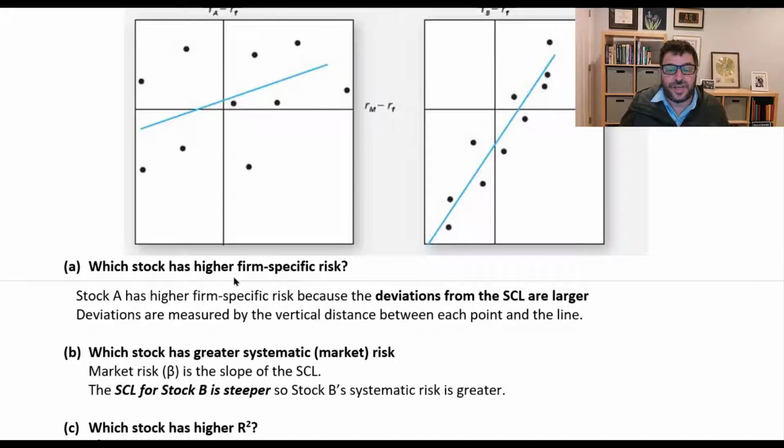Remember that the deviations from the security characteristic line are idiosyncratic or firm-specific risk. And so we can look at the graph and see that stock A has the higher firm-specific risk because deviations from the line are larger. And remember, deviations are measured by the vertical distance, and this is drawn in such a way that these are super, super tight. We could tell this by looking at the R-squared if we had the regression numbers. And whichever stock has the lower R-squared has the higher firm-specific risk. Which stock has the greater systematic or market risk? Well, market risk is going to be the beta or the slope of the SCL. And so the SCL for stock B is steeper, so stock B has the higher systematic risk.